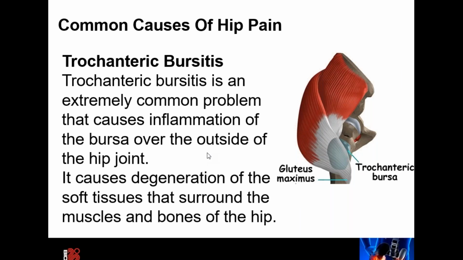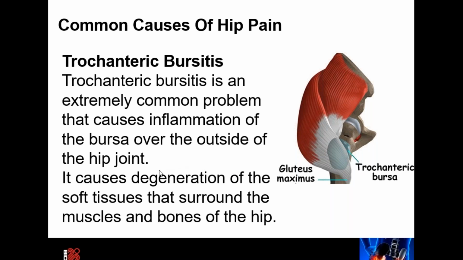The trochanteric bursa is a fluid-filled sac that you can see here. It lies between the tendons of the gluteus maximus as it inserts into the femur and the greater trochanter, which is a bony bump of your hip joint. So it lies between the tendon and the bone to decrease friction.